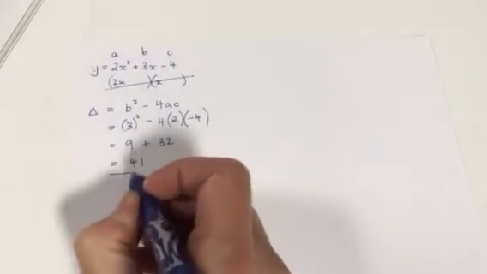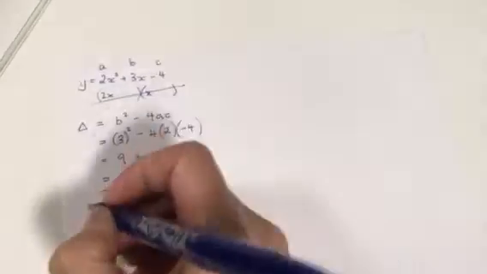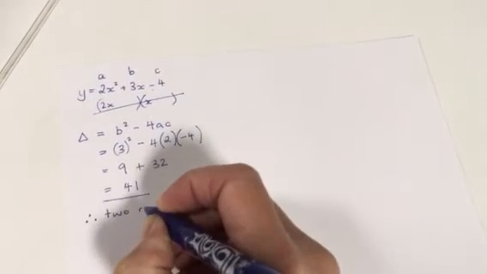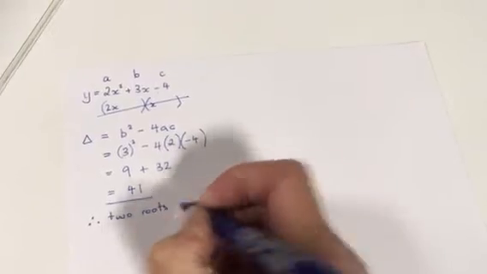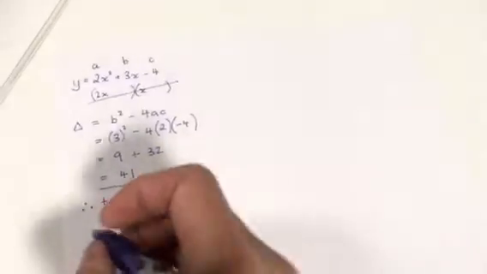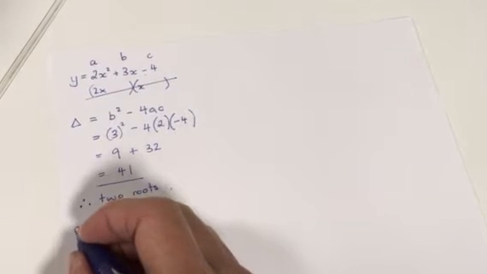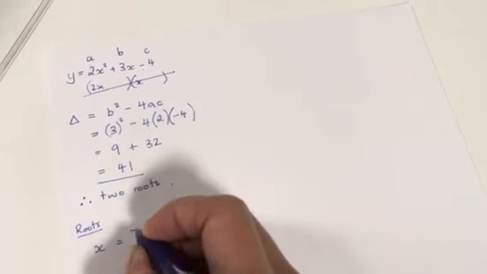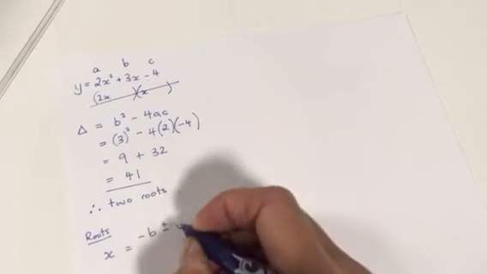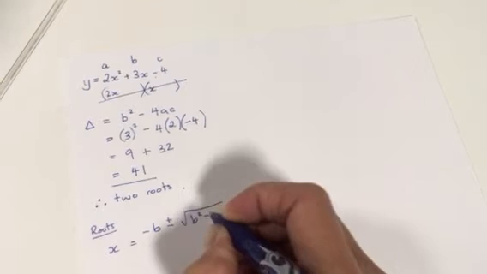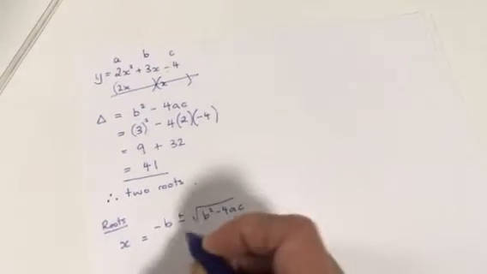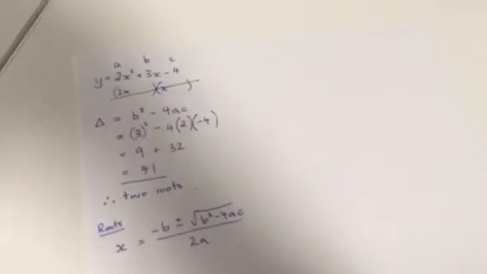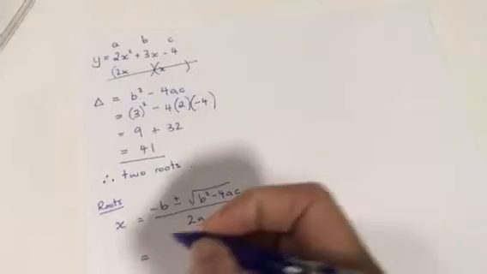Now my discriminant is 41, which is greater than 0, and so that tells me that I have two roots or two solutions to this equation. So because I know that, I can now use the quadratic formula to find my roots. So the quadratic formula says x is equal to negative b plus or minus the square root of b squared minus 4ac over 2a.